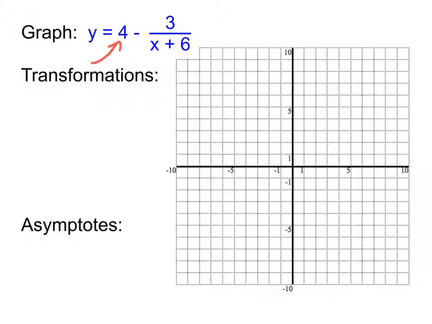Because the 4, is the 4 itself positive or negative? It's positive. And so because of that, notice the fraction. Is the fraction positive or negative? It's negative. Which means that if I wanted to rewrite this into a more comfortable form, this is exactly the same as writing it like this. Negative 3 over x plus 6 plus 4. That's the exact same thing.